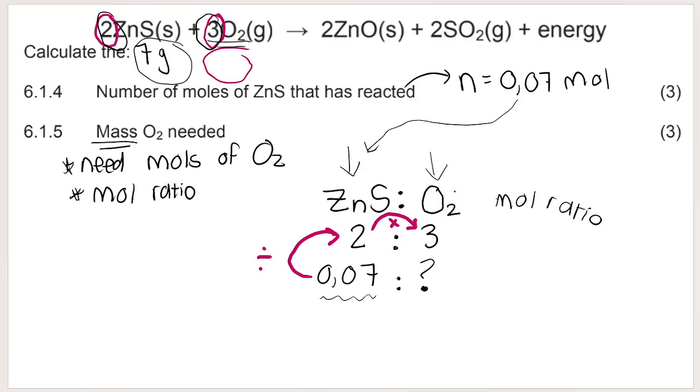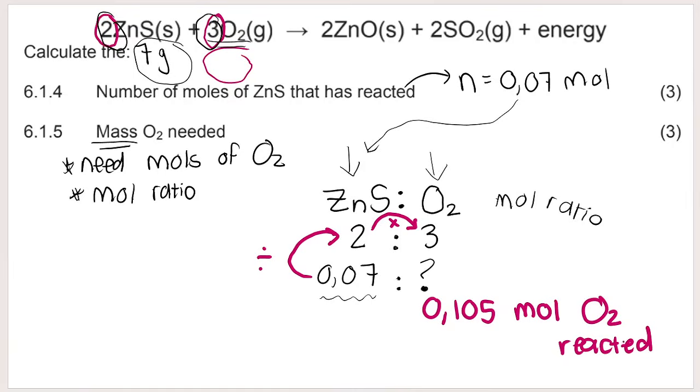So you go 0,07 divided by 2. You take that answer and you times it by 3. That gives me 0,105 moles of oxygen that was reacted, or 0,105 moles of oxygen that was needed. But did the question ask for moles of oxygen that was needed? No, it asked for mass of oxygen that was needed.